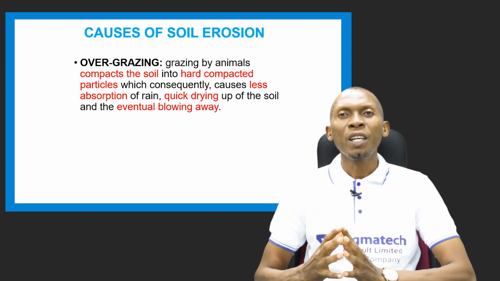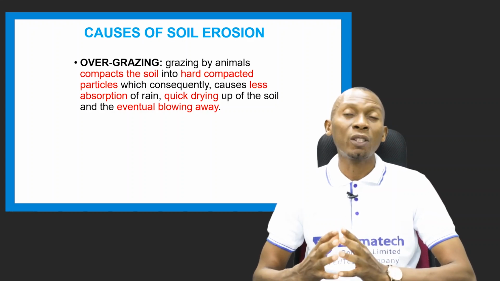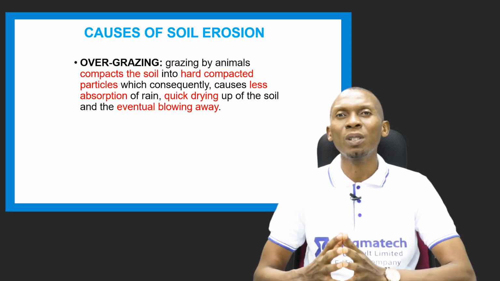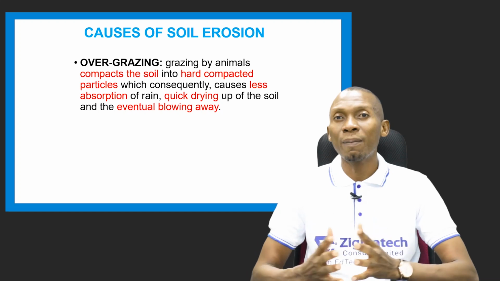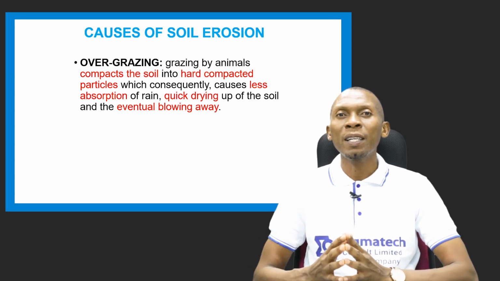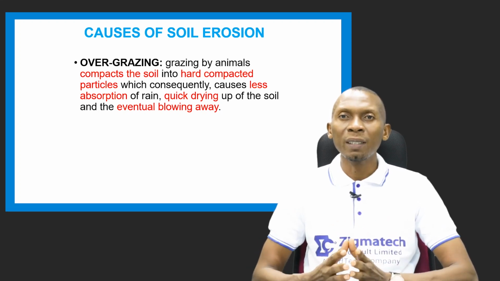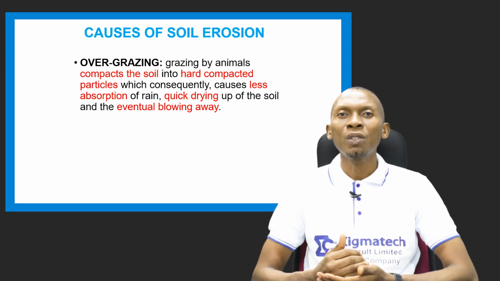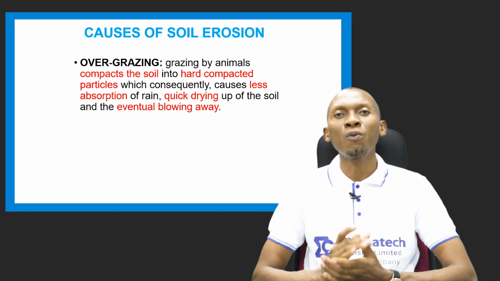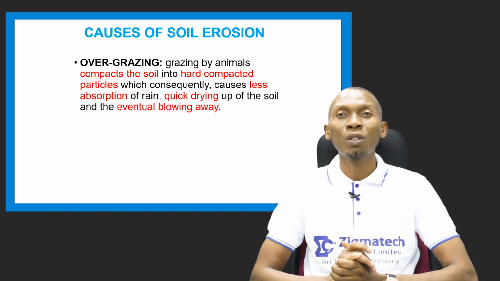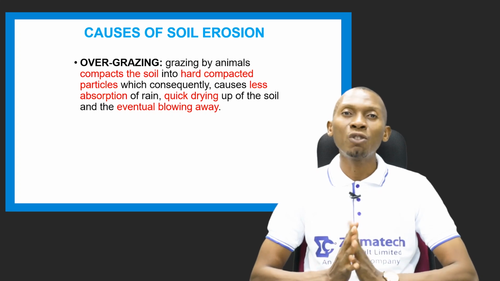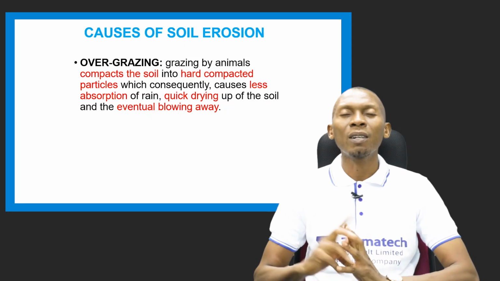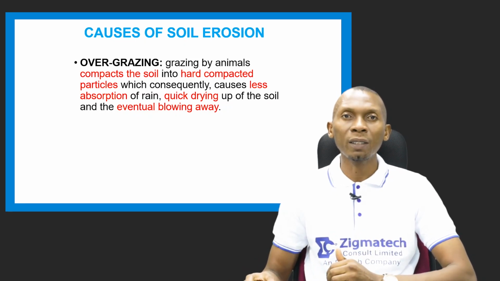And so, especially if we're talking about overgrazing, especially if the stocking rate is higher than the carrying capacity of that particular land, you'll find that overgrazing will take place, and this causes the soil to become compacted. As a result of this, there's less absorption of rain. And once there's less absorption of rain, the soil could quickly dry up. And once they quickly dry up, they will eventually be blown away. So that's another cause of soil erosion, overgrazing.